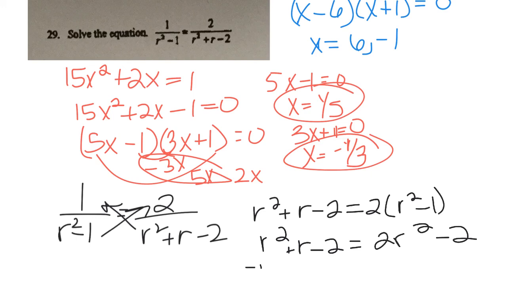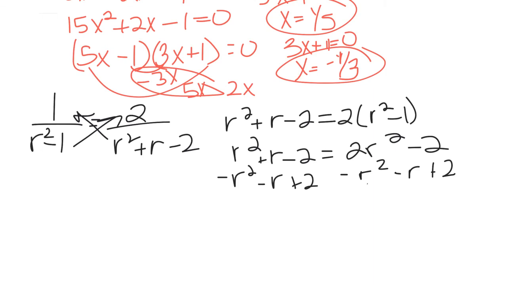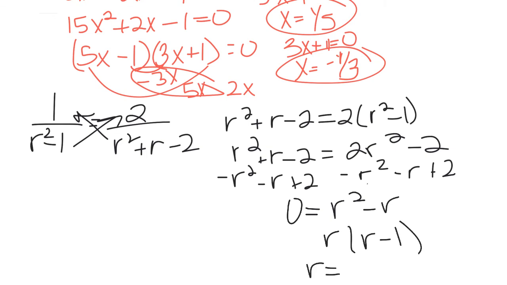And then I like my r squareds to be positive. So I'm going to move the r squared. And I'll move the r and the 2 all to the other side. So minus 2r minus r plus 2. And we get, let's see, 0 equals r squared minus r, which is r times r minus 1. And so r equals 0 and r equals 1.